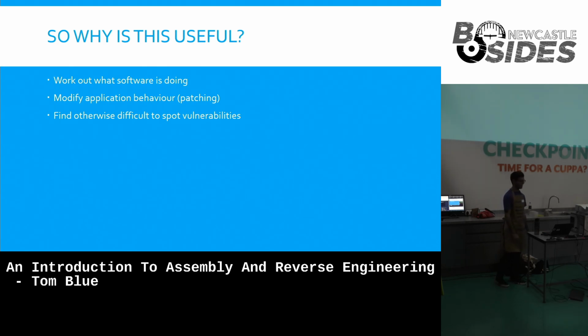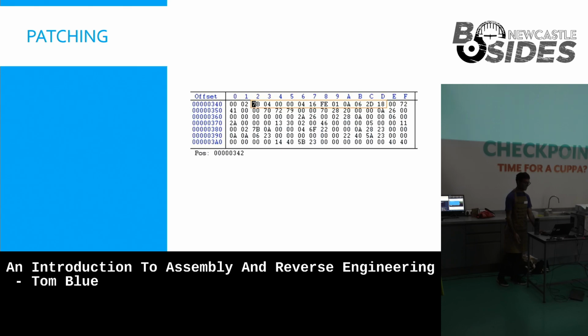So why is this useful? We can work out what software is doing. We can find difficult-to-find vulnerabilities, and we can modify application behavior, which is known as patching. With patching, you can directly modify code without the source, so you can change individual instructions. You could change a jump-not-equal to a jump-equal, to skip stuff like authentication checks.